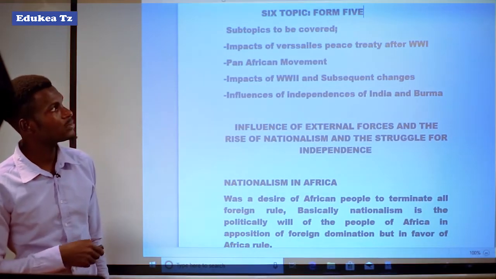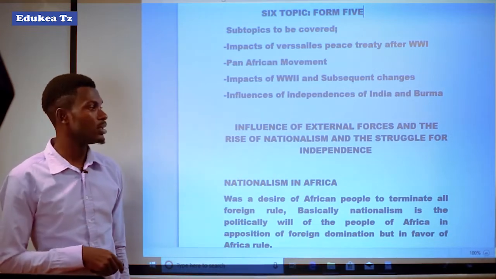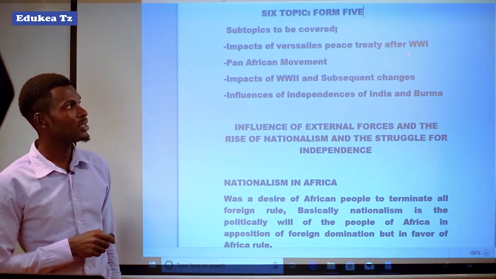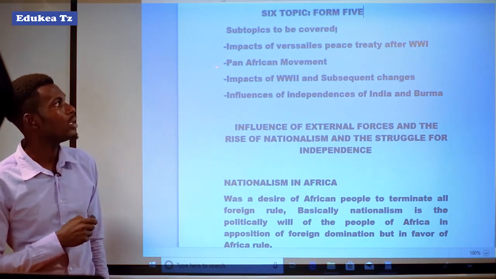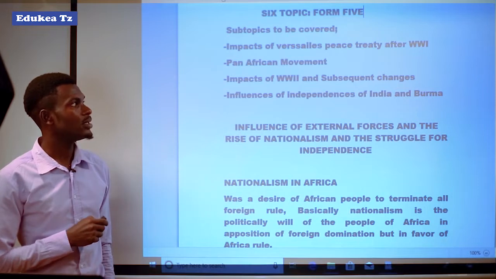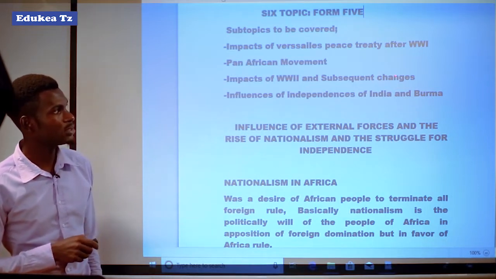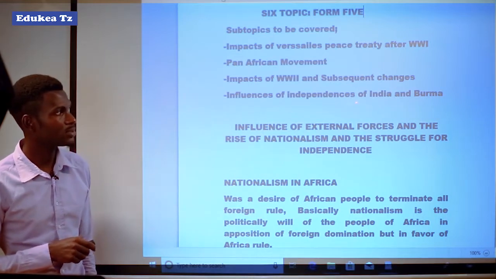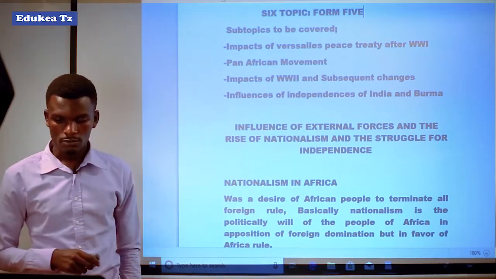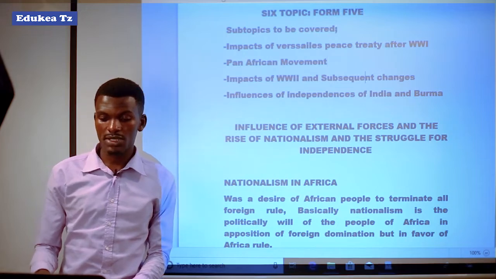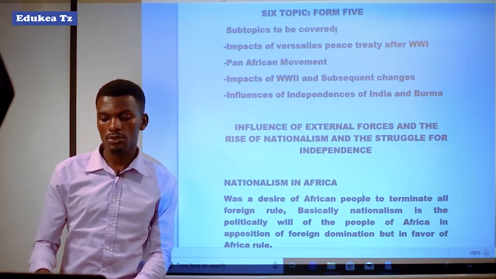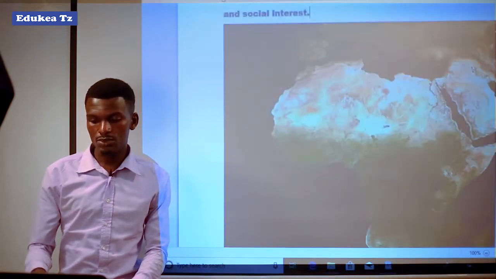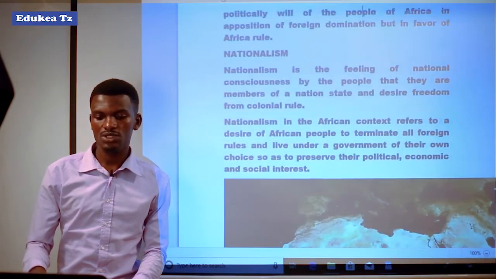subtopics which must be covered in this topic. The subtopics are impacts of the Versailles Peace Treaty after the First World War, the Pan-African movement, impacts of the Second World War and subsequent changes, and the last subtopic is influences on the independence of India and Burma. So we are going to pass through these subtopics. Let us start with the definition of nationalism.